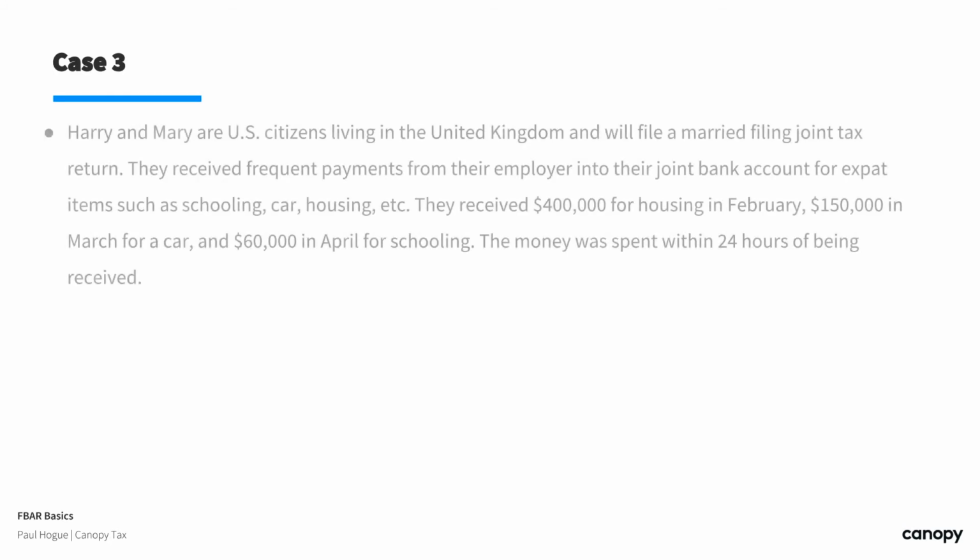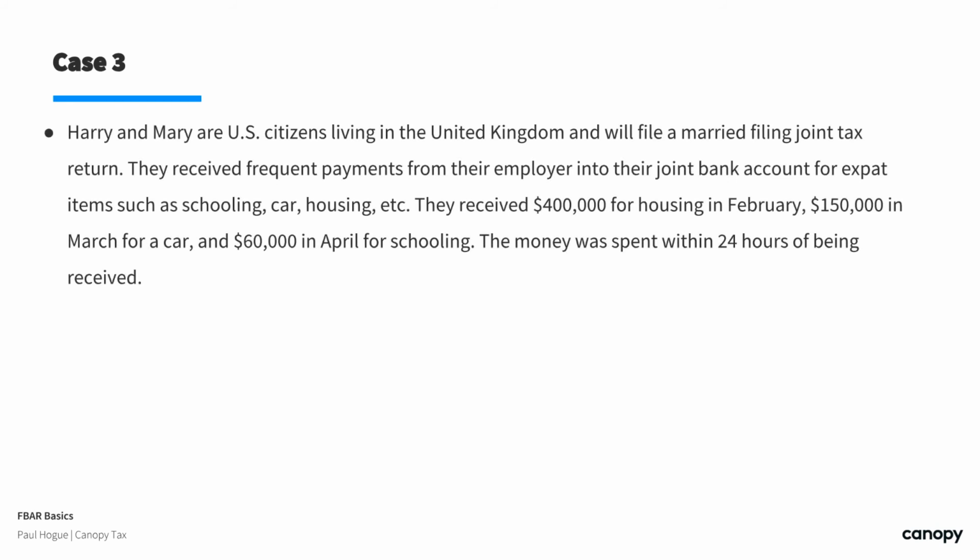So for number 3, Harry and Mary are U.S. citizens living in the United Kingdom and will file a married filing joint tax return. They receive frequent payments from their employer into their joint bank account for expat items such as schooling, car, housing, etc. They receive $400,000 for housing in February, $150,000 in March for a car, and $60,000 in April for schooling.